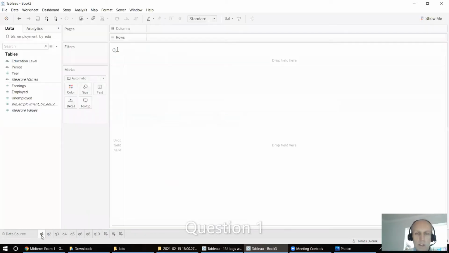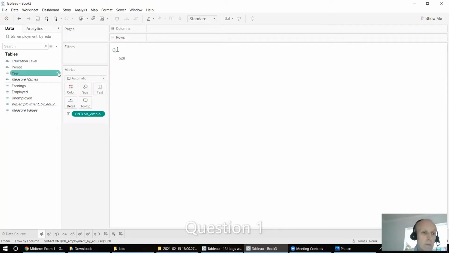Let's look at question 1. We're supposed to say how many observations we have. So we're going to drag the count field. We have 628 observations. Let's make sure that we understand what is the level of granularity of this data.